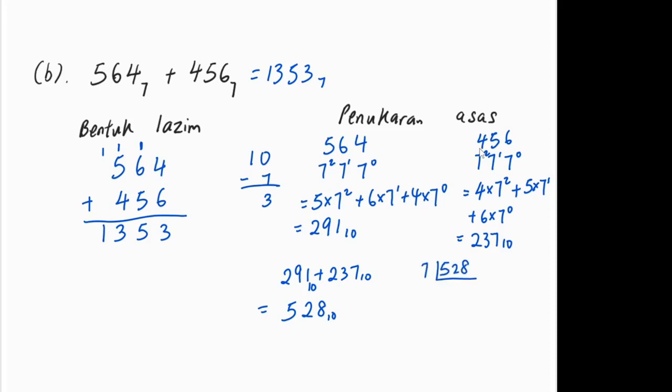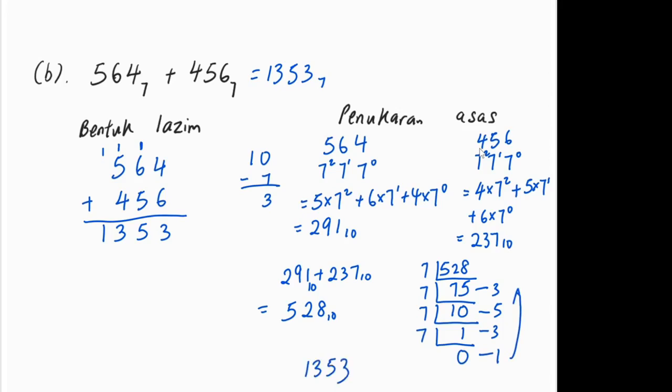Jadi kita bahagi 7. Jadi 52 ini gandaan 7 yang paling dekat itu adalah 7 darab 7, 49. Jadi kita tuliskan 7. Jadi bakinya adalah 3, 38 itu adalah 7 darab 5, 35. Jadi bakinya 3. Bahagi 7 lagi, 7 darab 1, 7. Jadi kita akan gunakan belakang ini tak cukup. Sifar, baki 5. Bahagi 7 lagi 1, baki 3. Dan bahagi 7 lagi sifar, baki 1. Jadi jawapannya memang 1353 asas 7.